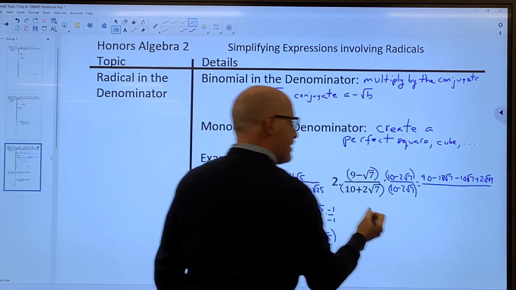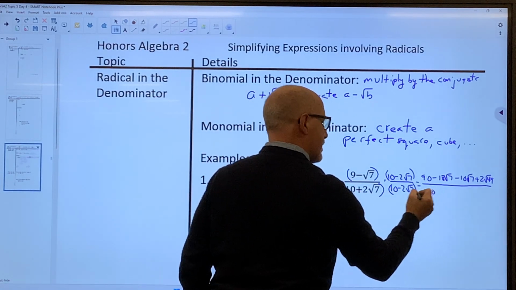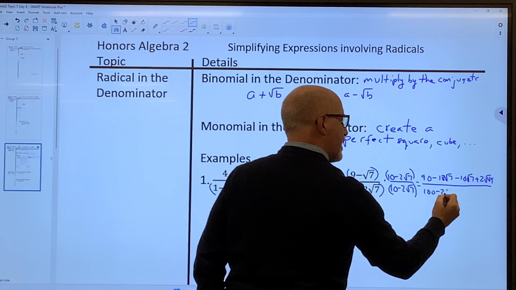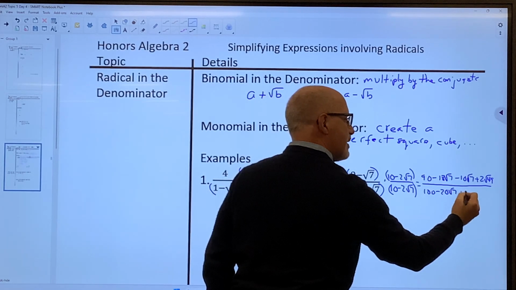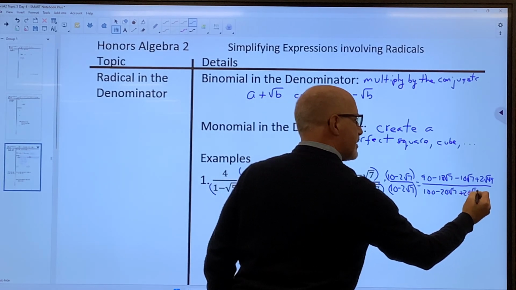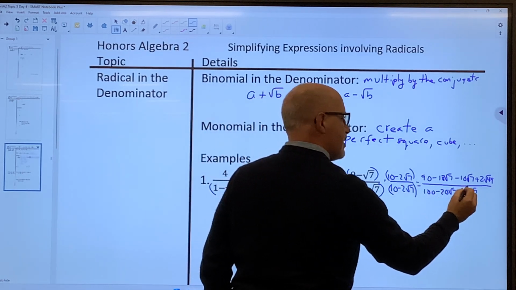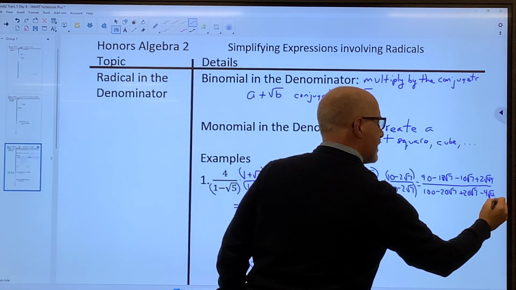All over, and in the denominator we double distribute, so you're going to have 100 minus 20 square roots of 7, and then plus 20 square roots of 7. And then lastly, when we multiply those two, we get minus 4 times the square root of 49.